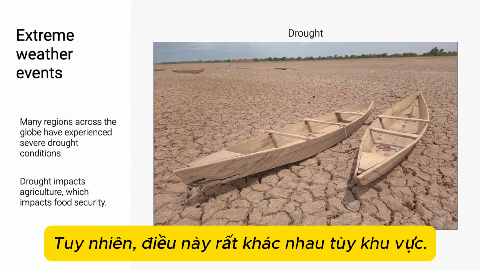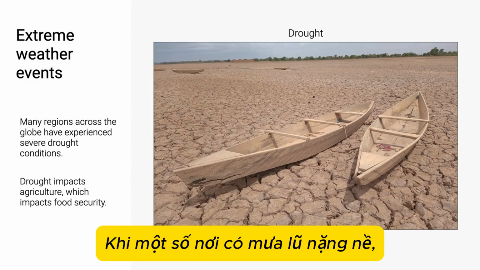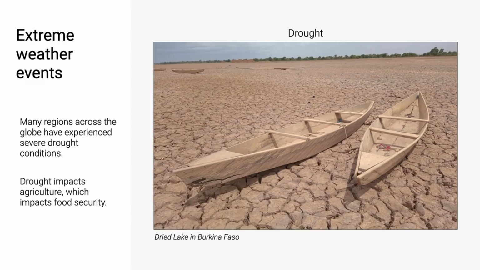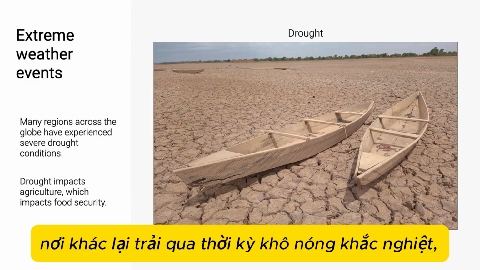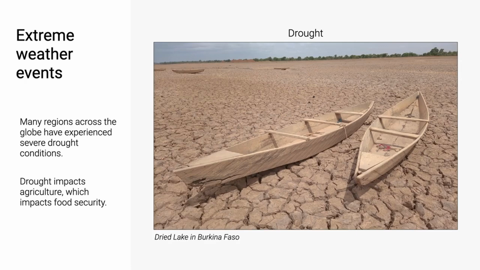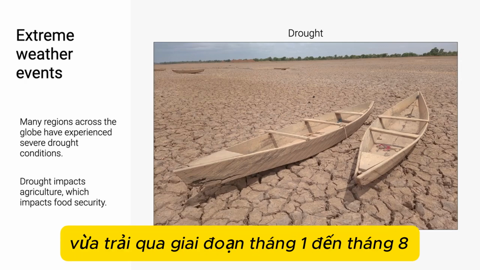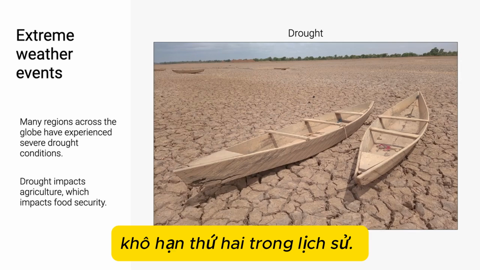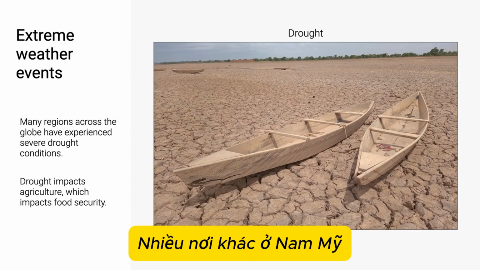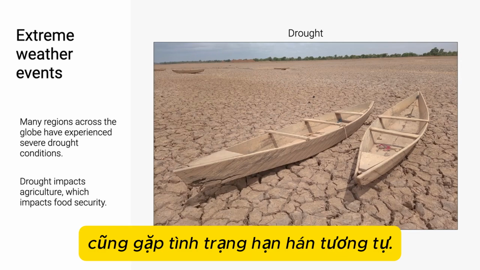But it's a real contrast depending on where you live. While some regions experienced extensive flooding, other areas experienced unusually hot and dry periods, leading to severe drought. For instance, parts of Argentina recently experienced the second driest January through August period on record. Many locations in South America had similar drought conditions.